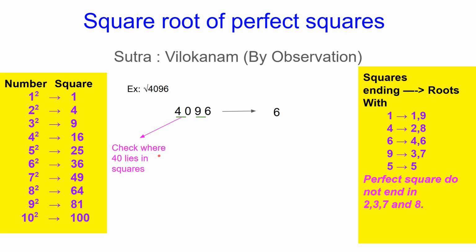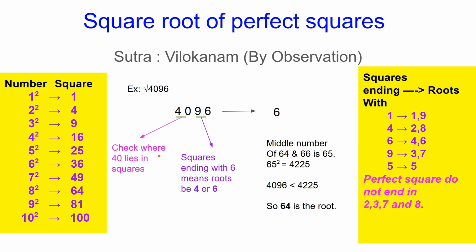Now we'll figure out the second digit. So this number ends with 6. So for the 6, we have two possibilities, 4 and 6. So it might be 64 or 66. Now between 64 and 66, we have 65, right?